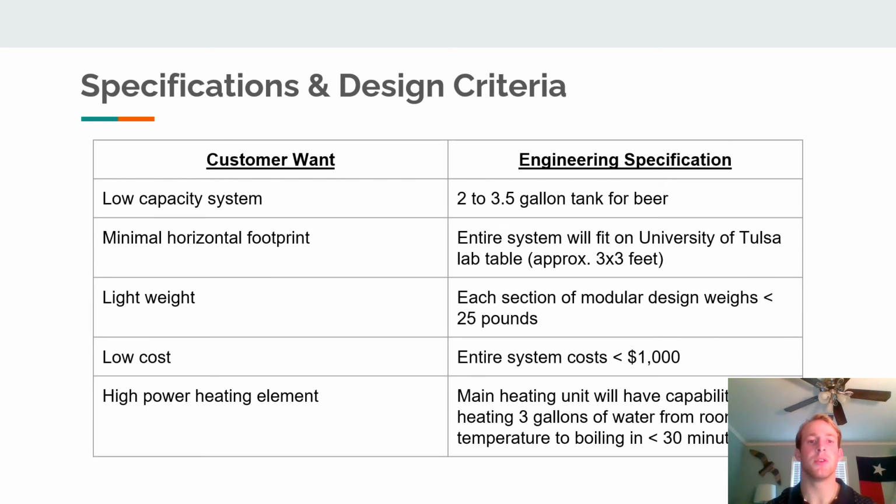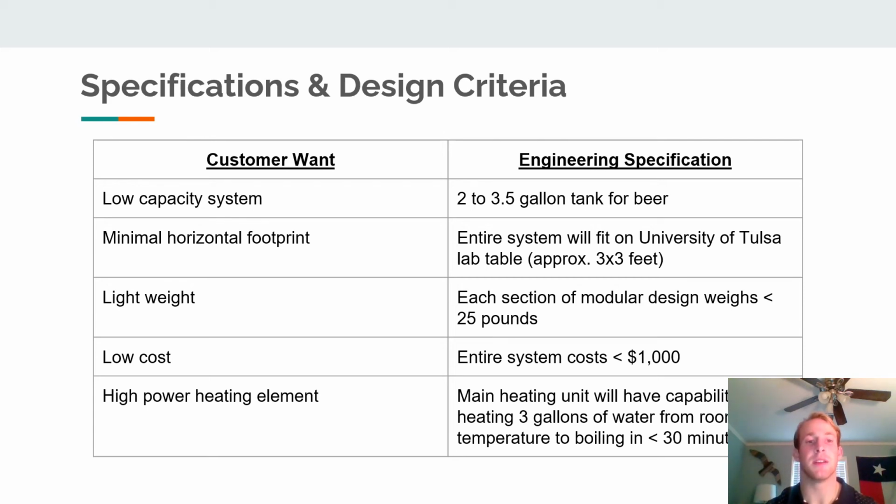When the University of Tulsa Chemistry Department came to us, they asked that we design a low-capacity beer brewing system so that each student in their brewing classes would be able to individually brew their own batches of beer. Usually commercial systems only go down to 5-gallon tanks, but we decided to design a system that would end up brewing 2 to 3.5 gallons of beer.